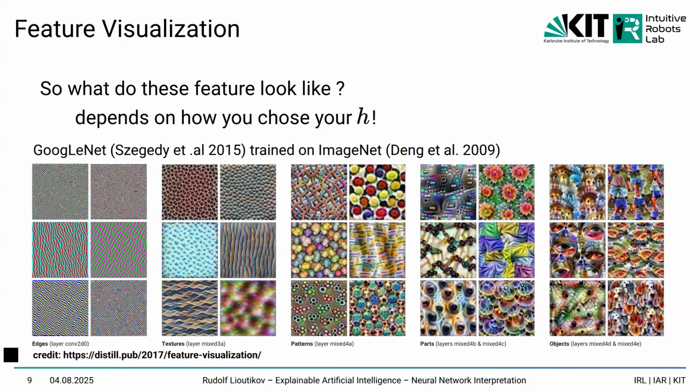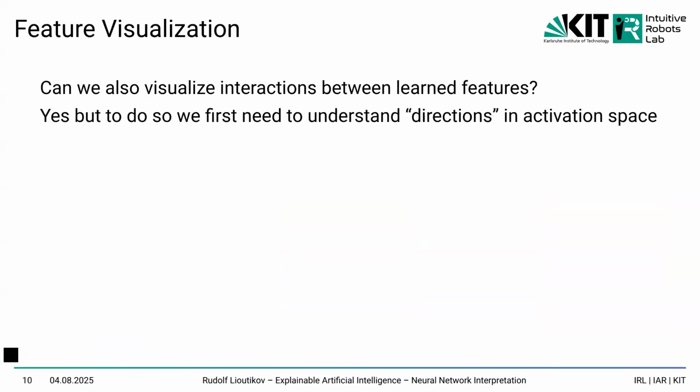And if you want to play around with it a little bit, this is already older work, but the website is still online and very interactive and a lot of fun. So if you want to play around with it. So the next question is, we talked about interactions quite a bit today already, right? So can we also see or visualize interactions or behavior between those neurons?